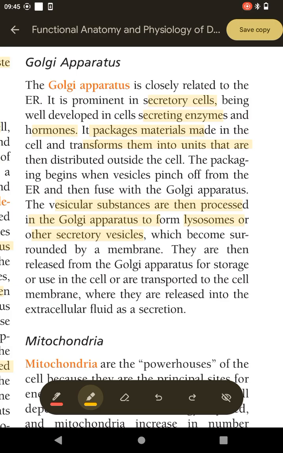So, very simple. They are released from the Golgi apparatus for storage or use in the cell, or transported to the cell membrane, and the cell membrane releases them into the extracellular fluid as secretion. Milk secretion, enzyme secretion, hormone secretion: all these cells involve packaging, processing, and then secretion.